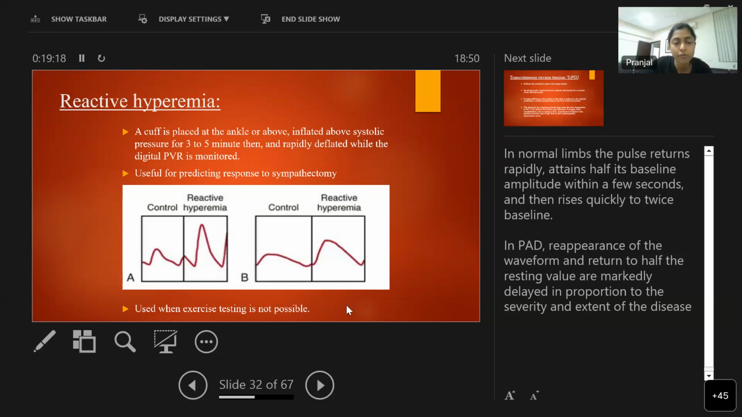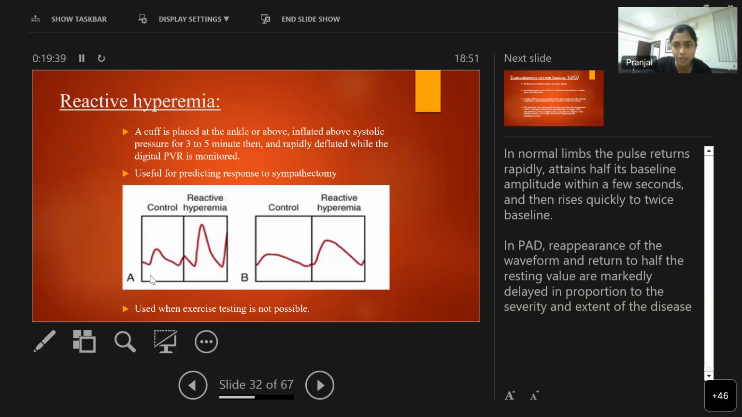Reactive hyperemia. This is another form of non-invasive laboratory investigation. In this, a cuff is placed at the ankle or above and inflated above the systolic pressure for 3 to 5 minutes and then rapidly deflated while the digital PVR is monitored. It is useful for predicting response to sympathectomy.